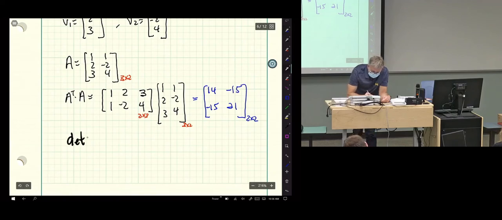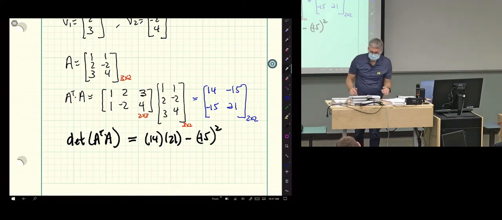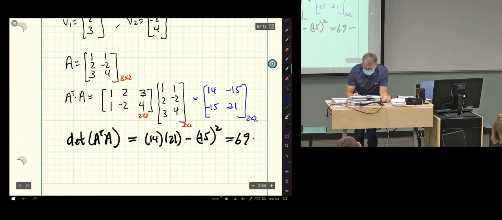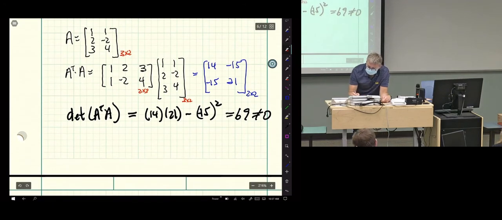And so that's 14 times 21 minus 15 squared. If you want to put a minus sign in there, it doesn't matter. And that's 69, and it's not equal to 0. Okay, that matrix is not equal to 0, and so we conclude the vectors are linearly independent.